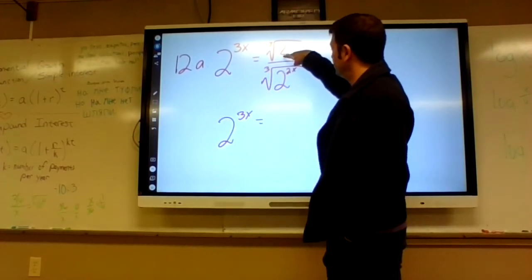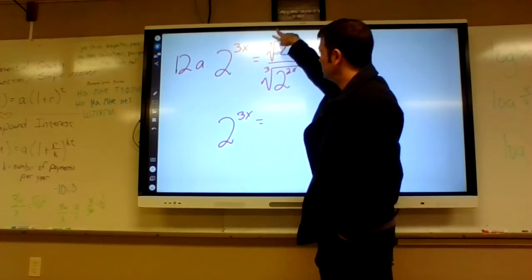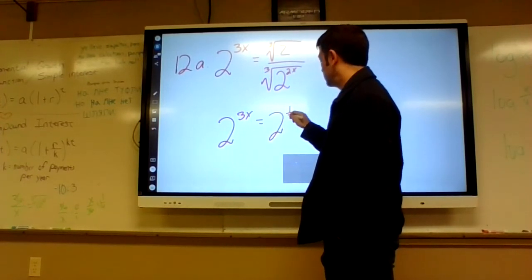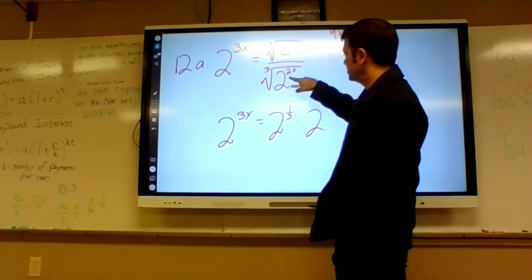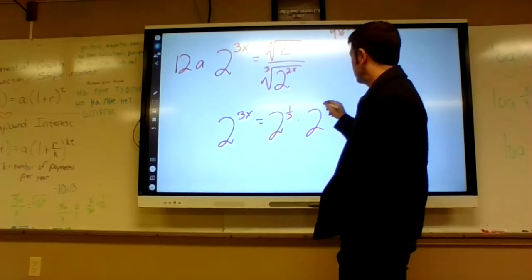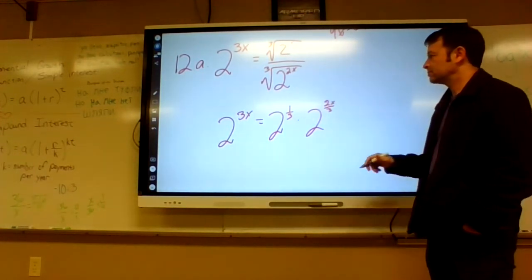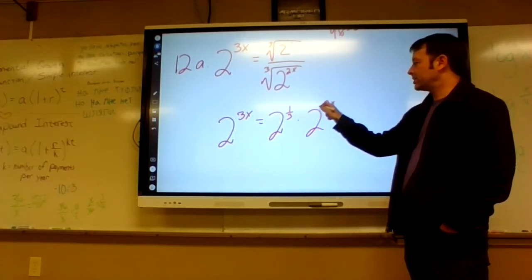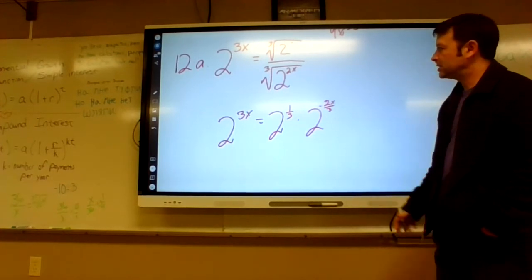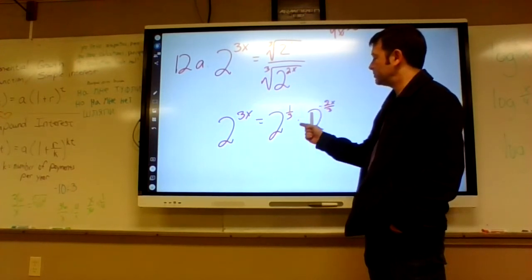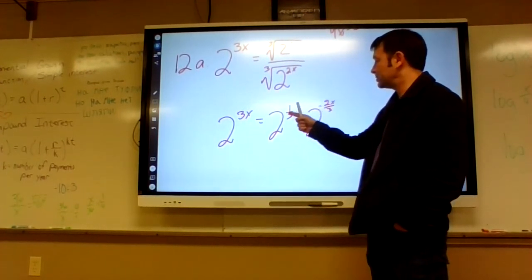Okay, this is 2 to the what? 1/3. 1/3 times, this is 2 to the what? 2 over 3. 2x over 3, but something's a little bit wrong with what I just wrote. I could have put a division right here, or I can just make the exponent negative, because it's in the denominator. If you divide, it's like subtracting the exponents.